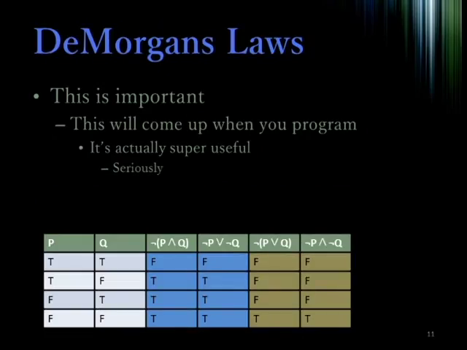Next, I'm going to cover De Morgan's Laws. De Morgan's Laws are two equivalences which will actually be quite useful when you're programming. The first is: not (P and Q) is equivalent to not P or not Q. The second is: not (P or Q) is equivalent to not P and not Q. Note, for each pair of statements that are shown, the truth table values are equivalent. Please take a moment and learn these two equivalences.